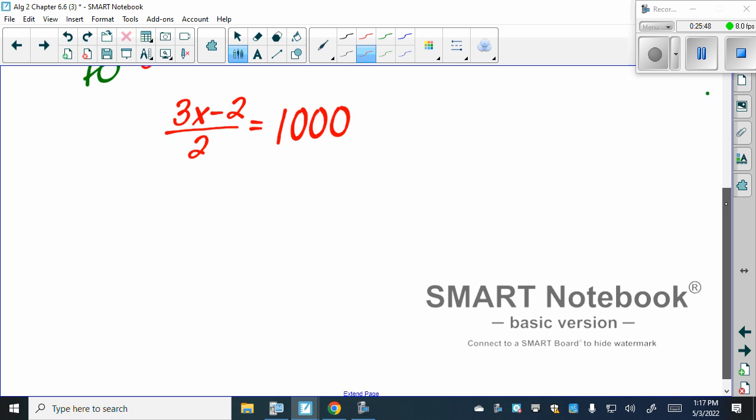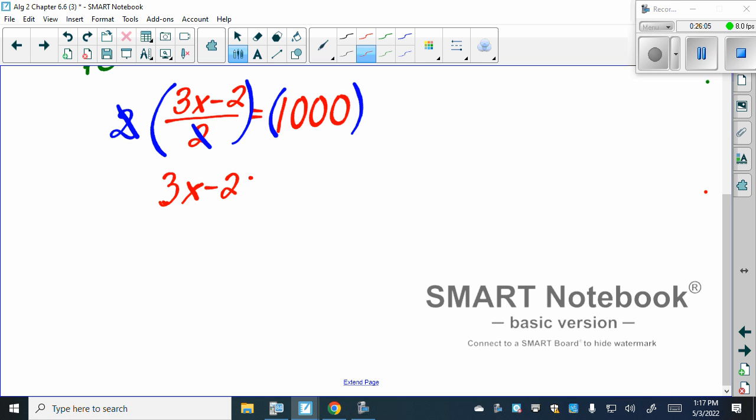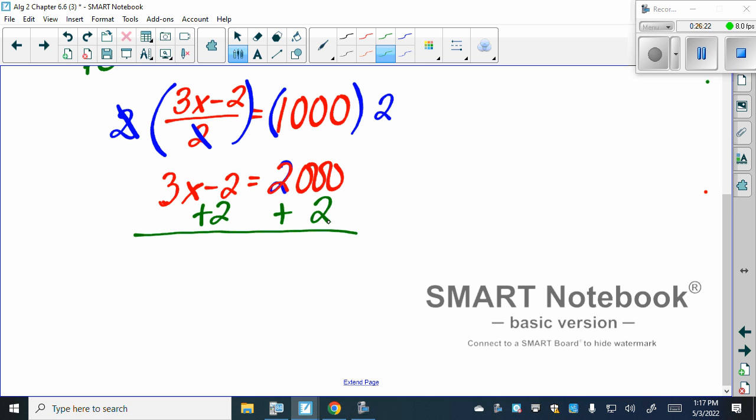Now we just need to solve for the value of x. So the next thing we can do is multiply both sides by what? 2, because the 2 and 2 would cancel, telling us 3x minus 2 is equal to, well, 1,000 times 2 is 2,000. And what can we do next? We can add 2 to both sides, which will tell us that 3x is equal to 2002.